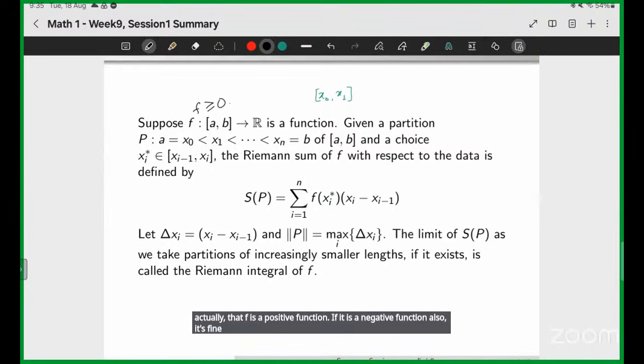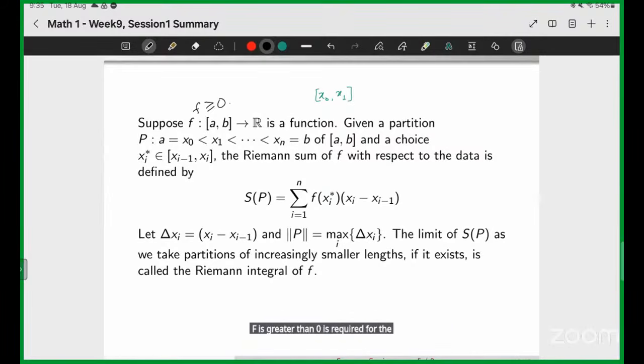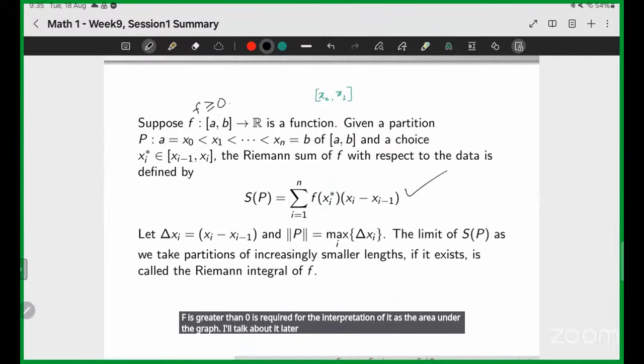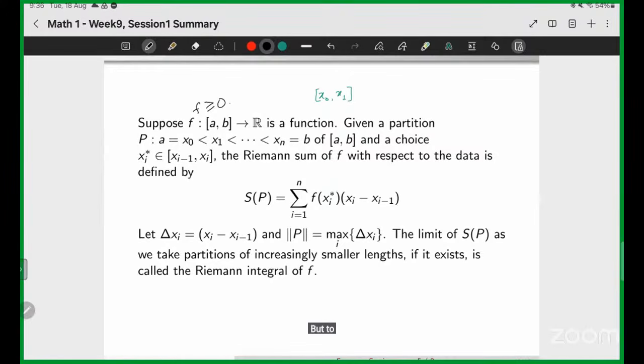F greater than 0 is required for the interpretation of it as the area under the graph. I'll talk about it later. So this still makes sense, even without assuming f greater than or equal to 0. But to interpret it as an estimate for the area under the graph, I need to assume that it is positive.